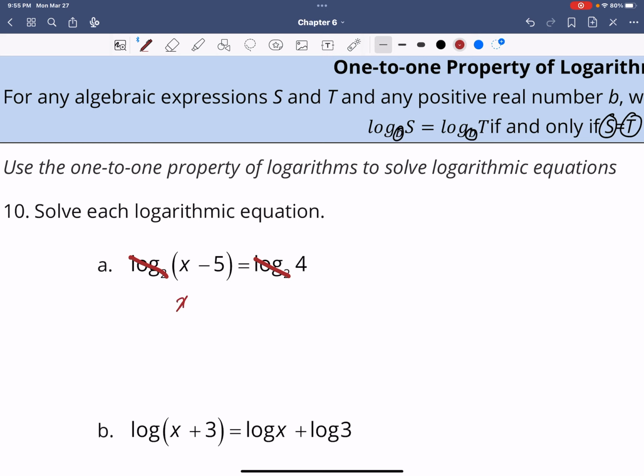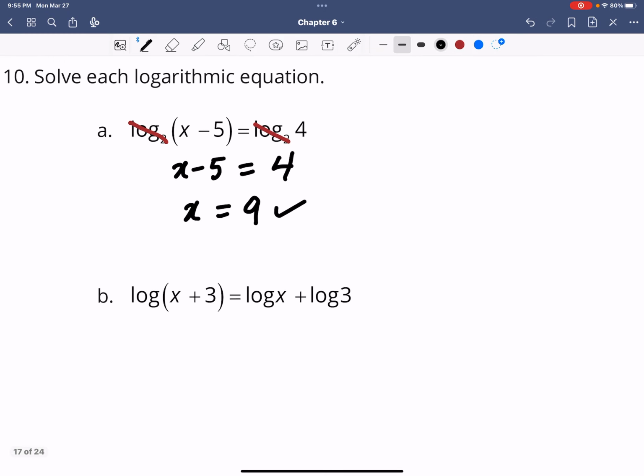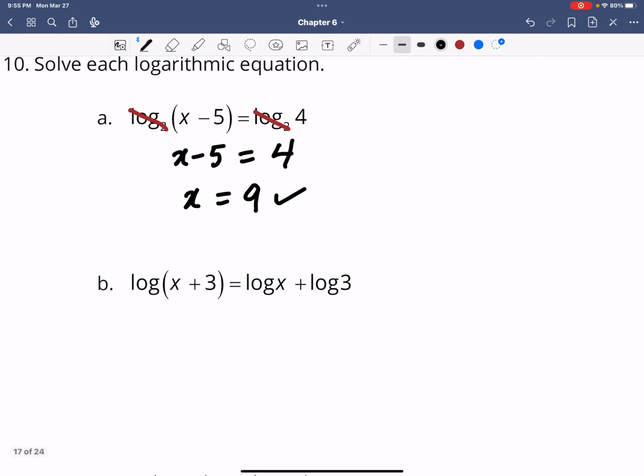And now I have x minus 5 is equal to 4. x is equal to 9. Easy peasy, lemon squeezy. Now let's go ahead and take a look at the next one. Oh, wait a minute. I can't cancel because this is one log and these are two logs. But I can go ahead and combine these logs, can I?